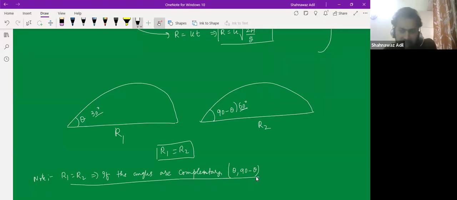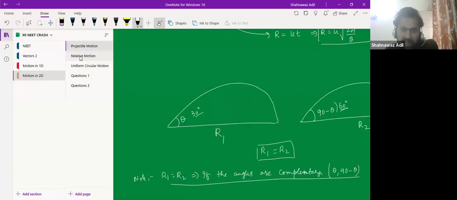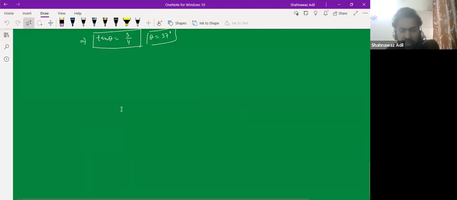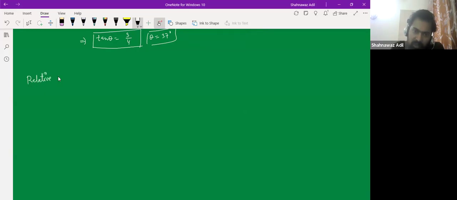Okay, yeah. So now let us move on to the next thing, which is relative motion. You need to remember the equations based on this relative motion in two dimensions, and this thing has an enormous use in rain-man problems.